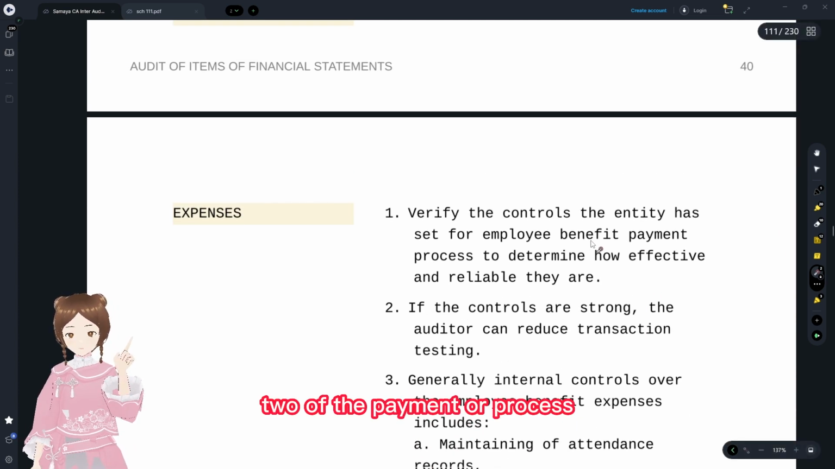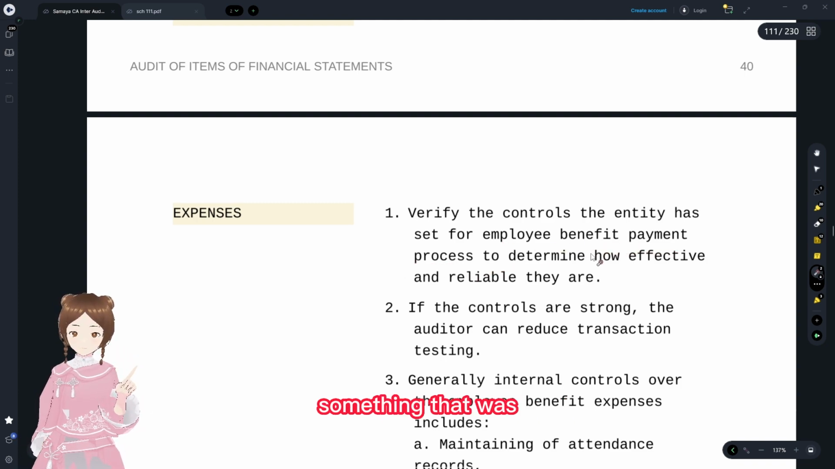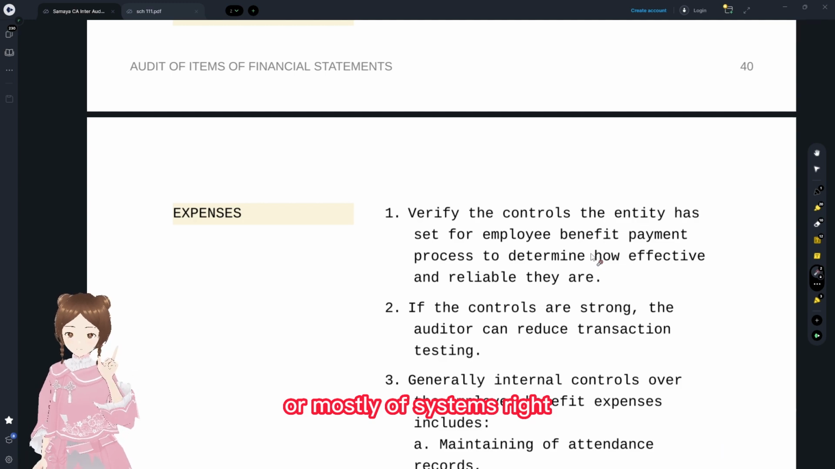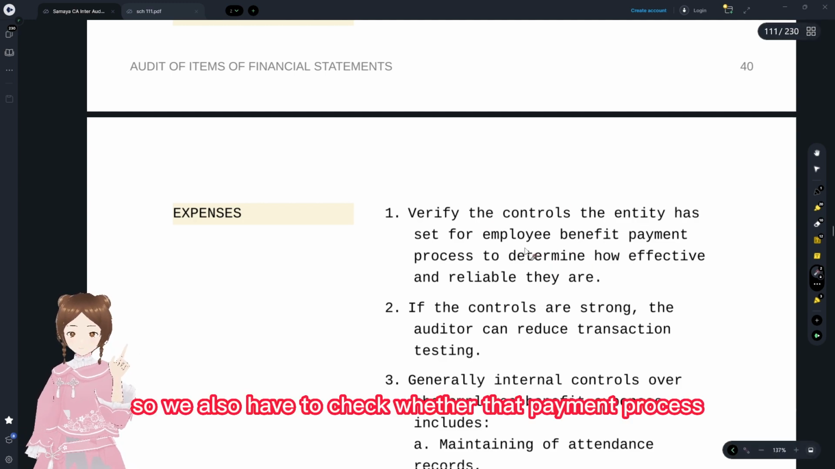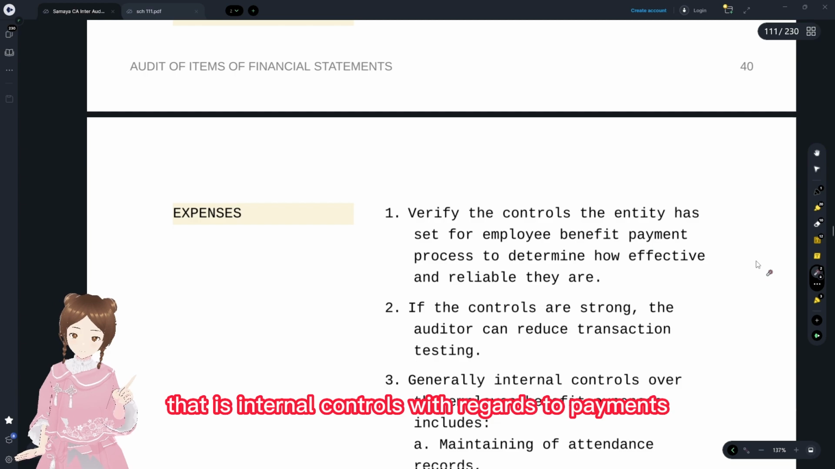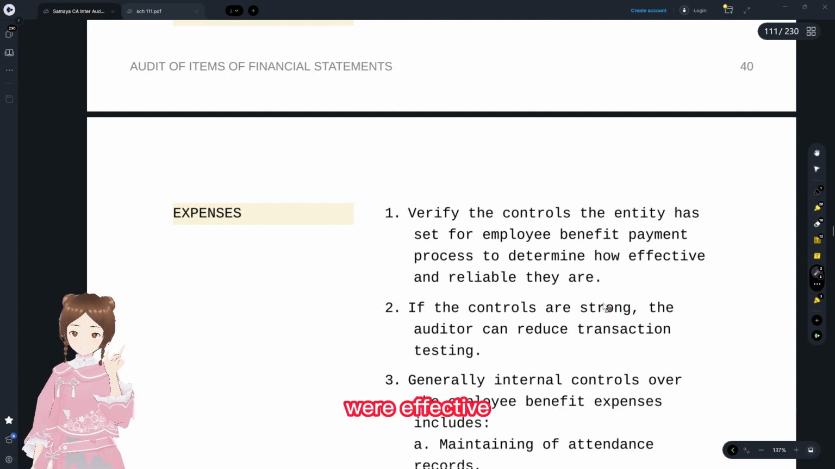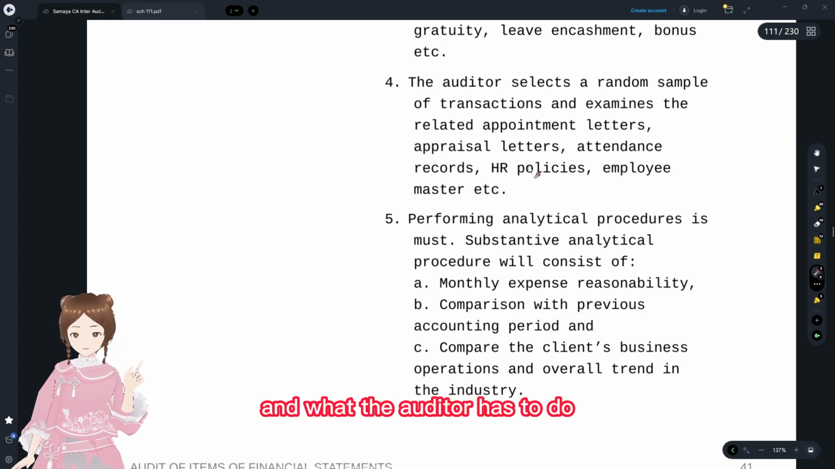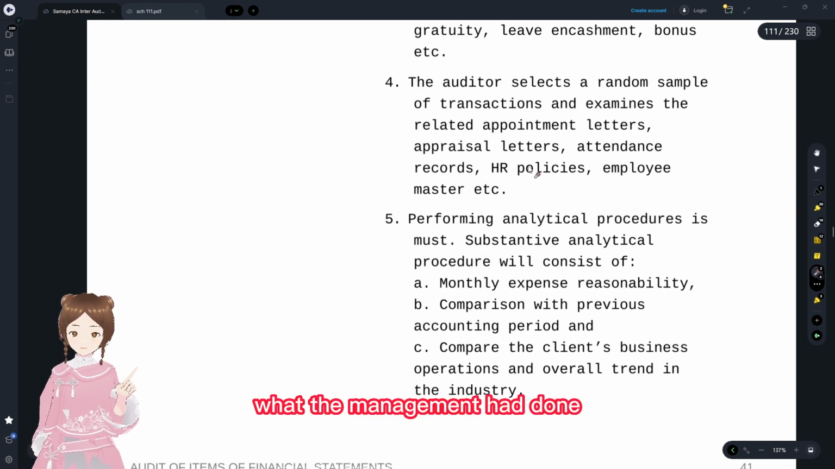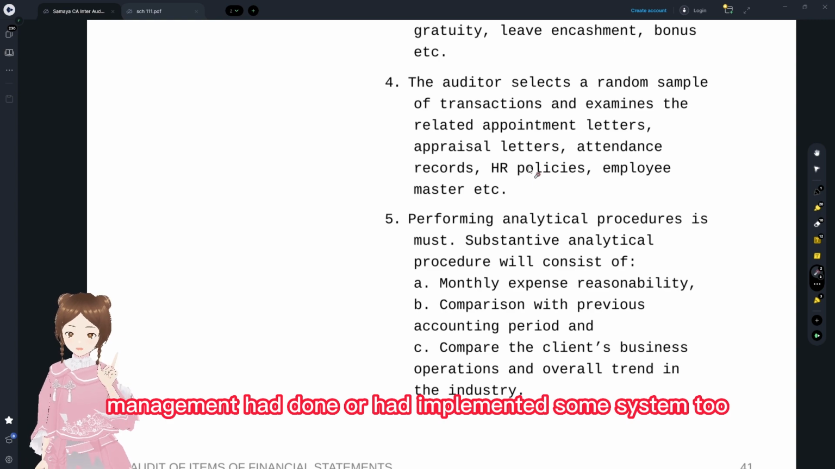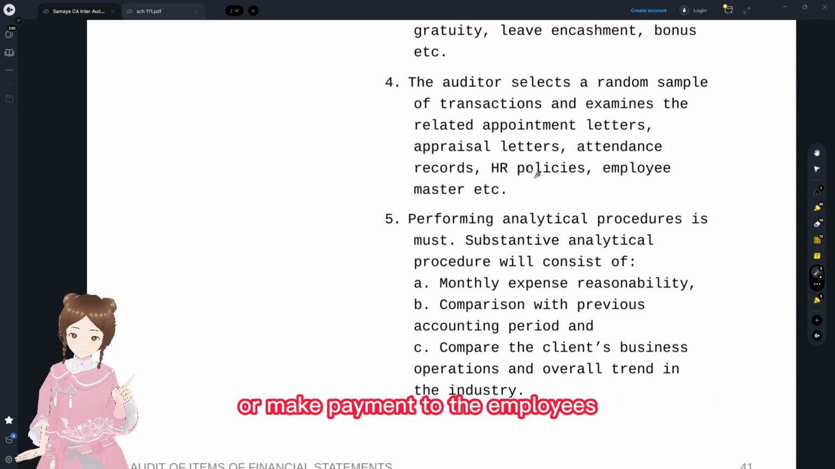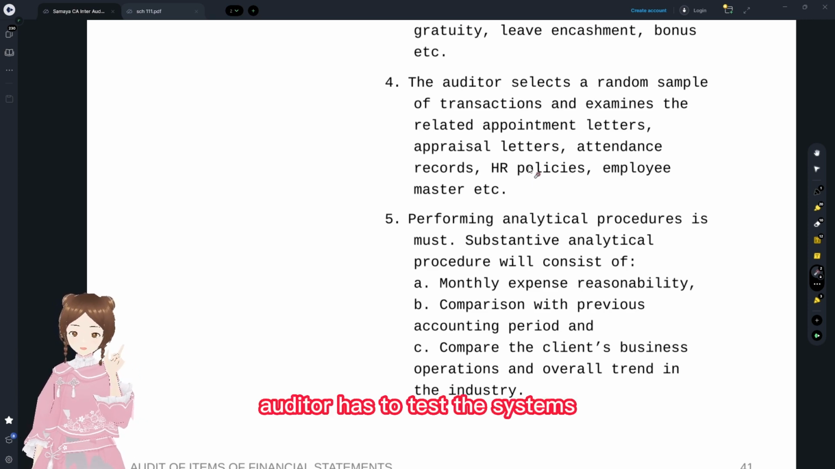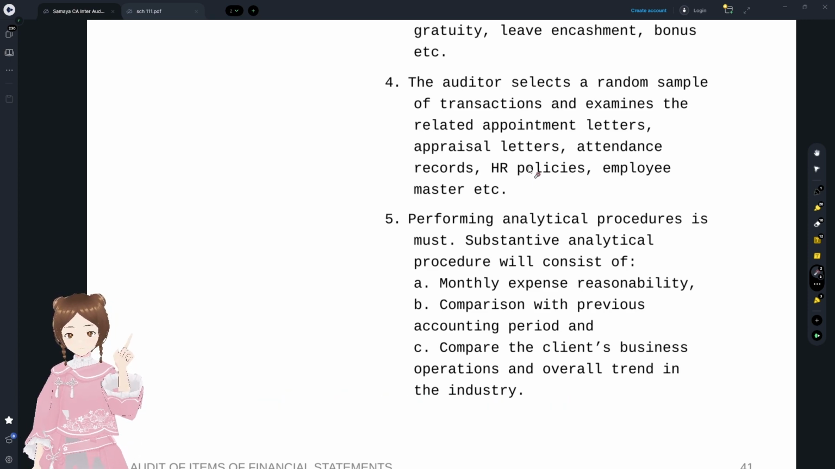And with regards to the payment process, a company is something that is mostly run by systems, right? So we also have to check whether that payment process, that is, internal controls with regards to payments, were effective and reliable or not. We have to check that. And what the management had done, it had implemented some system to make payments to the employees. What the auditor has to do is test those systems.